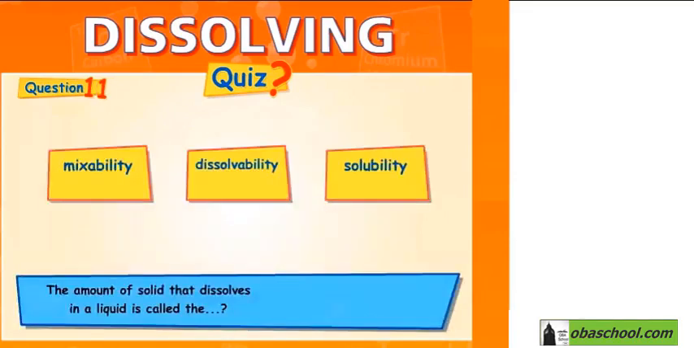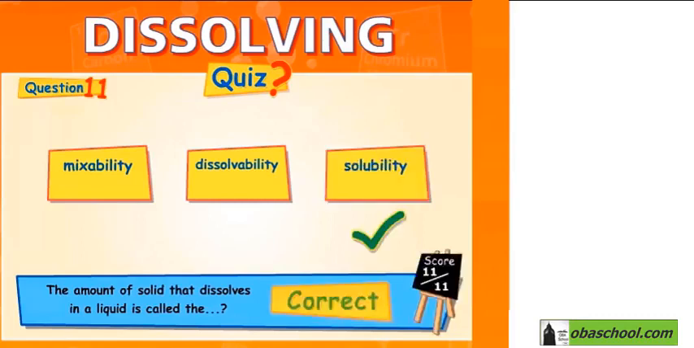The amount of solid that dissolves in a liquid is called the mixability, dissolvability, or solubility. The correct answer is solubility. In chemistry, we call the amount of solid that dissolves in a liquid the solubility.